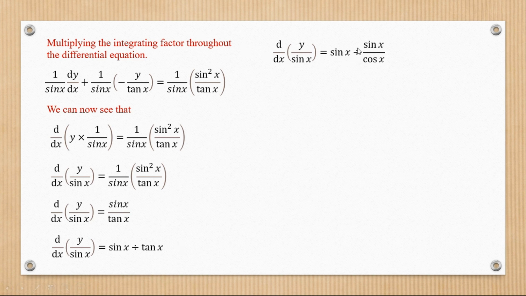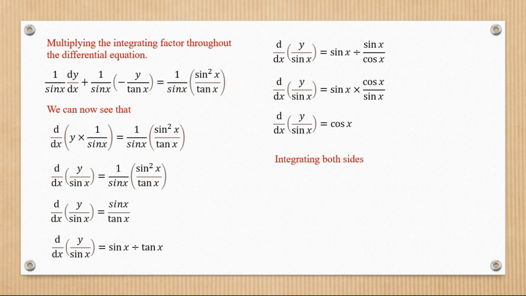Now when we change this value to a multiplication sign, we'll have cos x over sin x, of which this and this cancel, and we'll be left with d/dx of y over sin x is equal to cos x. So integrating both sides, we'll have the integral of that. Now remember that the integral sign will actually cancel the d/dx, so we'll be left with y over sin x being equal to, now the integral of cos x is going to be equal to sin x plus c, and this is our answer.